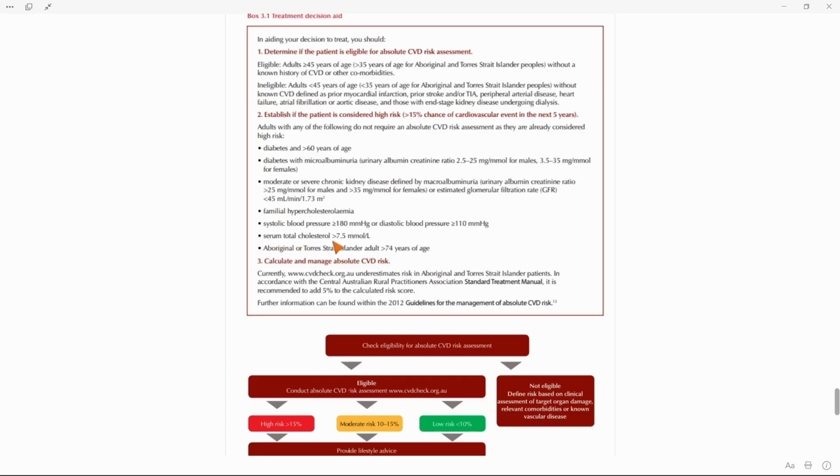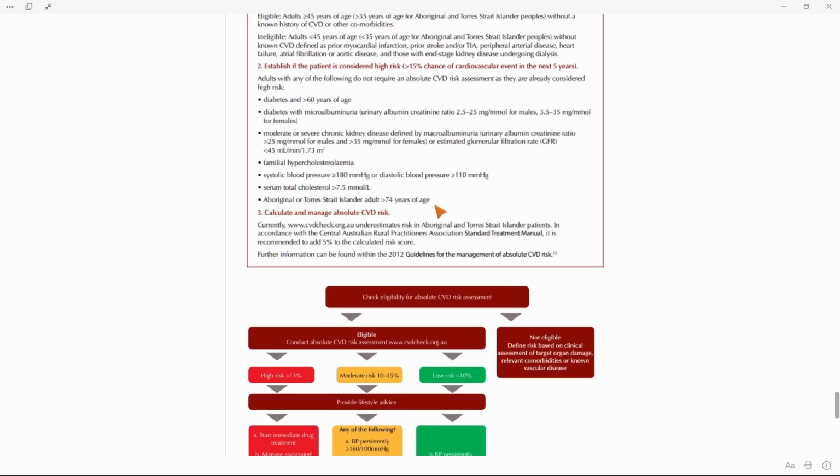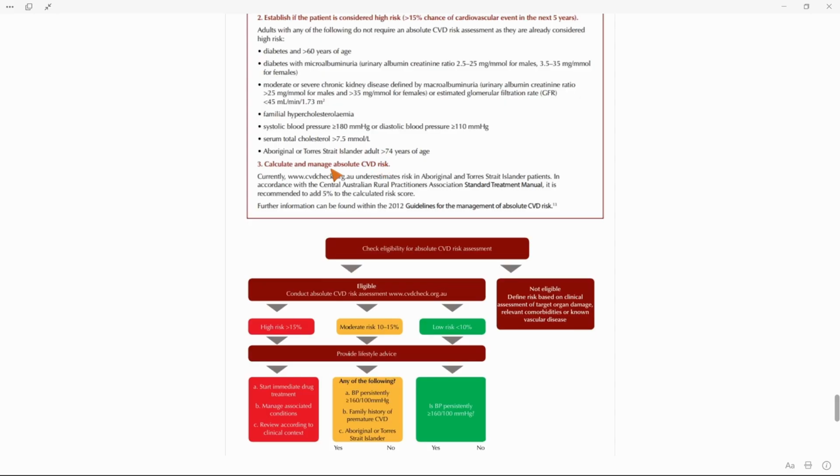A serum total cholesterol of greater than 7.5, again, this is not necessarily the case where they have high risk in the new guidelines, but if they have a total cholesterol over 7.5, you would start a statin anyways. And again, Aboriginal and Torres Strait Islander above 74 years of age, that is not part of the new guidelines, but of course it does indicate that they are likely to be at risk. So there's a few differences between the new and old cardiovascular disease risk guidelines. After that, we calculate their risk, and then we get a number: low risk, intermediate risk, or high risk.